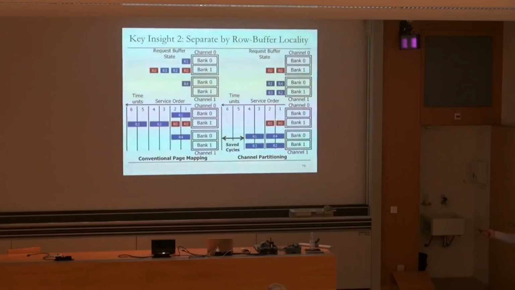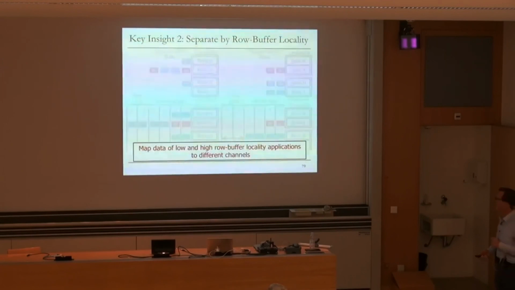In this case, you happen to not save cycles in the red application because you're doing well on that anyway in the baseline mapping. So that's the key idea. That's the second key insight: map data of low and high row buffer locality applications to different channels.